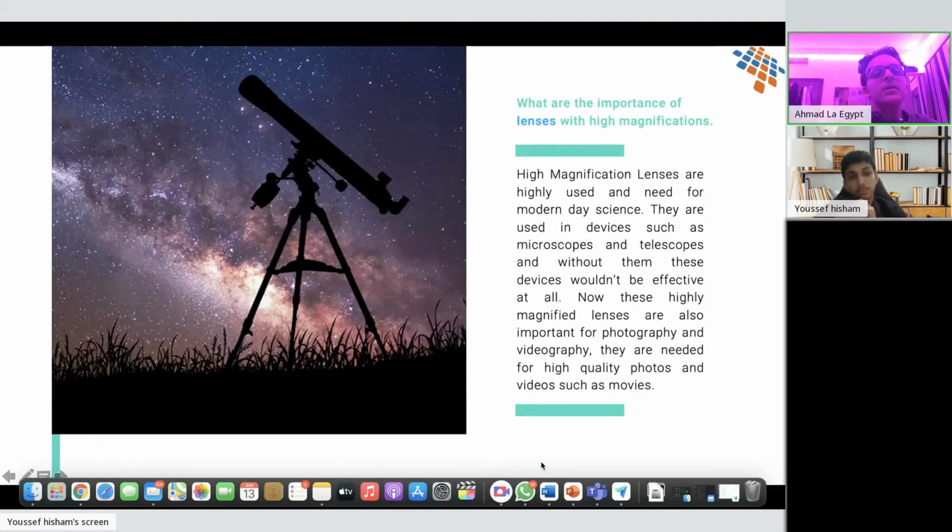There's another thing that is important for these high magnification lenses, which are actually used in cameras for high production movies, or maybe they are used in cameras for high production photo taking or maybe photo shooting.